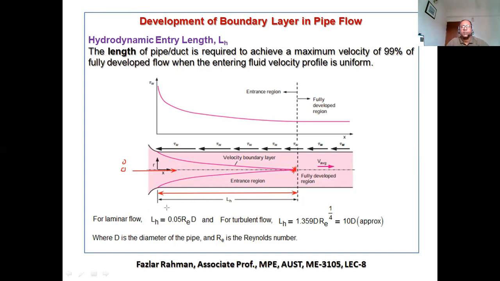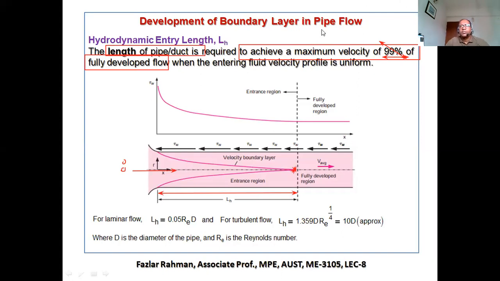Right over here it is uniform, but at that distance, to a region where you have 99% of the free stream velocity, that distance is called the hydrodynamic length. So it is the length of the pipe or duct required to achieve 99% of fully developed flow when the fluid enters with a uniform velocity profile at the entry. Okay.